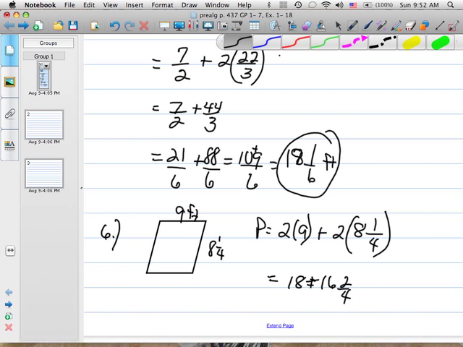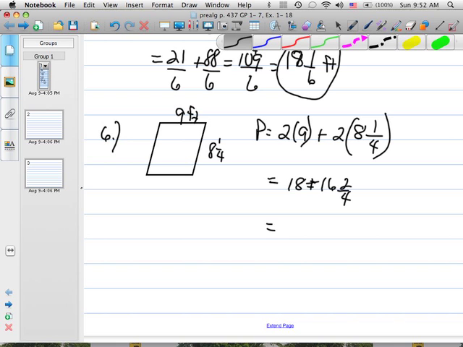So that would equal, in the simplest form, 34, and 2/4 is 1/2, 34 1/2 feet.